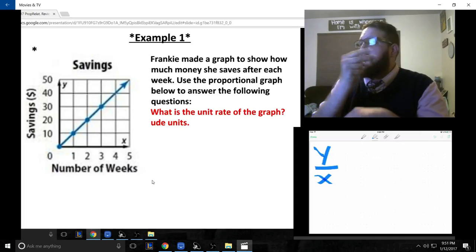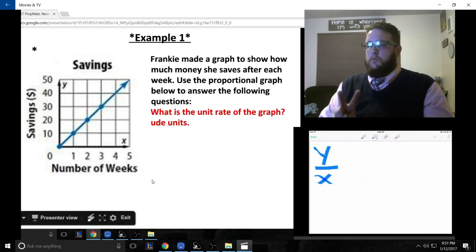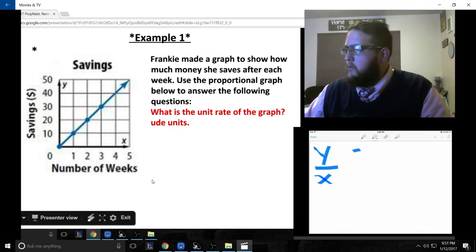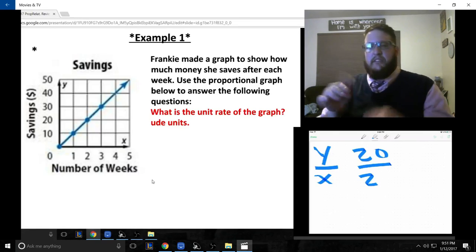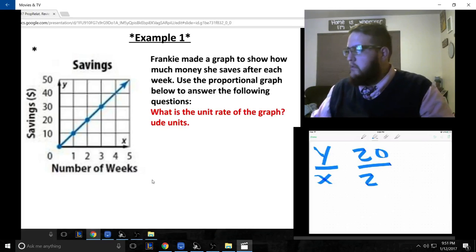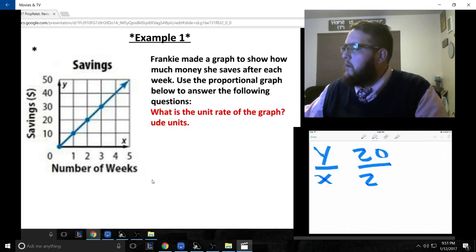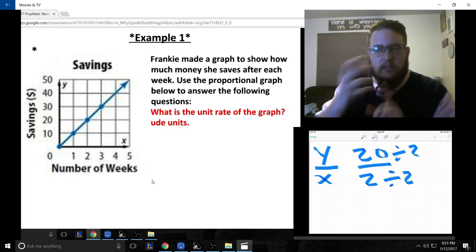So we've got y over x. So we need to set up the savings amount divided by the number of weeks. So if we take our point, the point is in fact 2, 20. So when we set that up, 20 is our y value and 2 is our x value. Now this is our ratio, and it is a rate of change, but it's not the unit rate of change. We need to reduce this fraction.